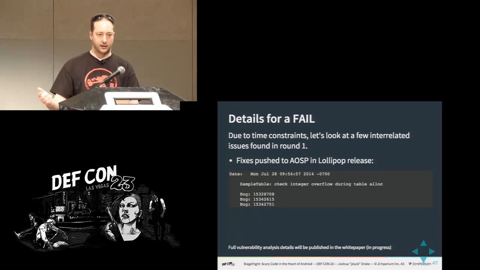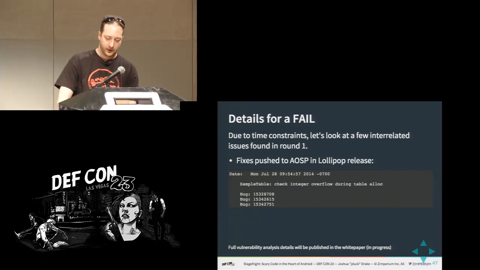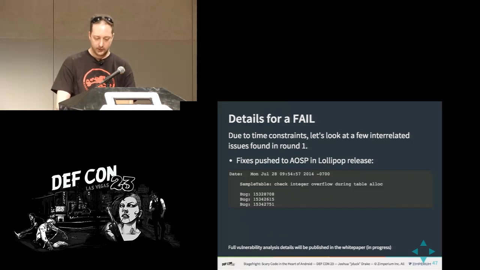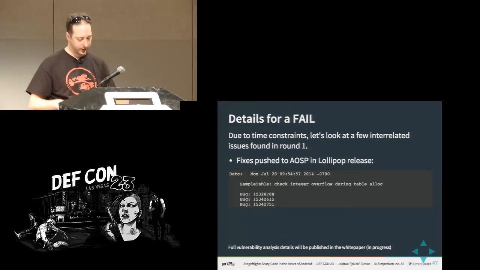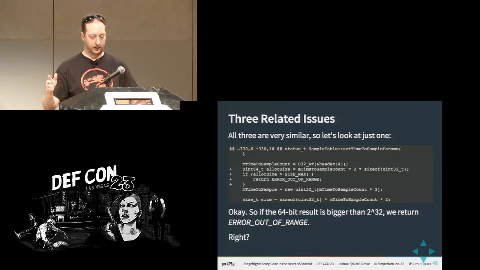So let's look at that issue that I said we'd look at again from the other related work. Around a year ago, they pushed a fix into AOSP from those guys who did the fuzzing, Intel. Here they say, check integer overflow during the table alloc, these three bugs, great. So I looked in closer, and I saw this go in when Android 5.0 was released, and I'm like, oh, that's really interesting.